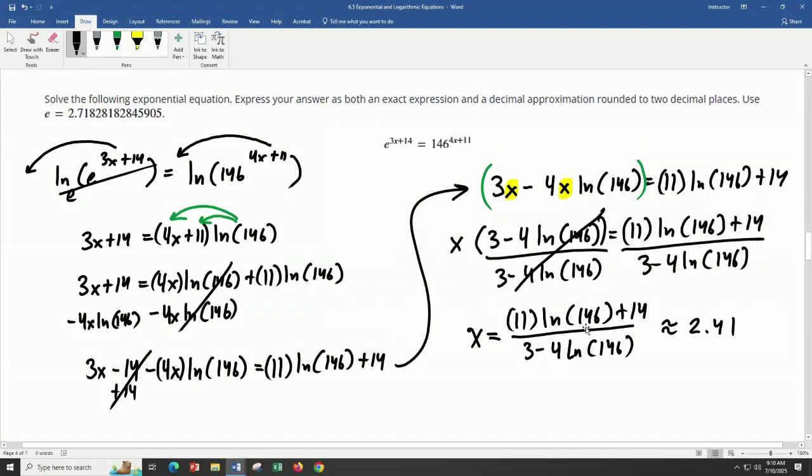You didn't have a log? Right. Exponentials, their domain is all real numbers. So you don't have to worry about a restriction there. Their domain is all real numbers.